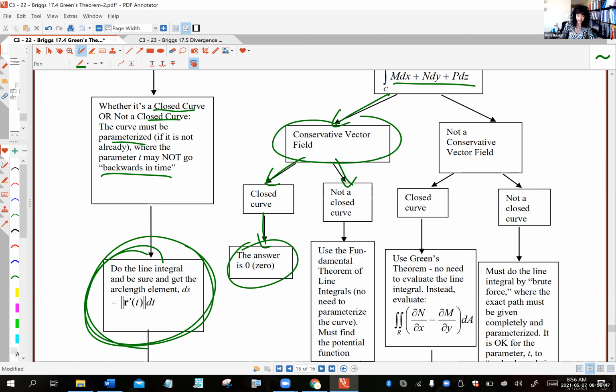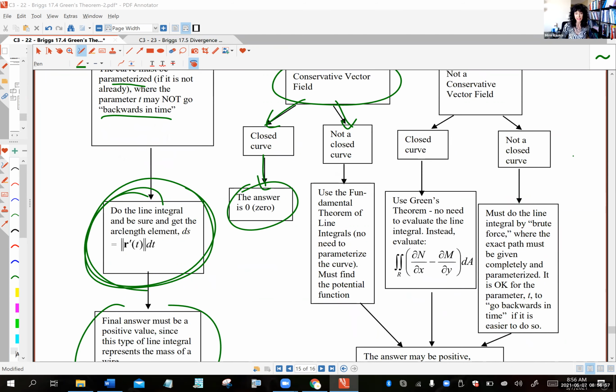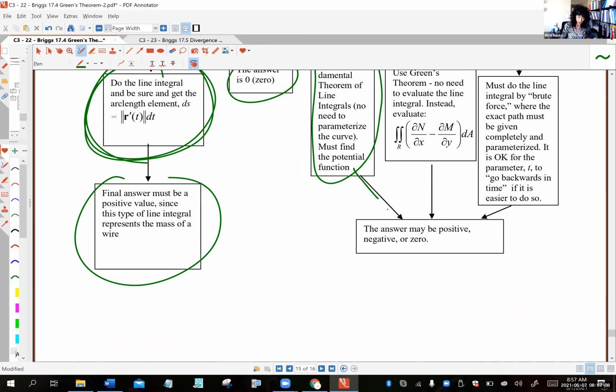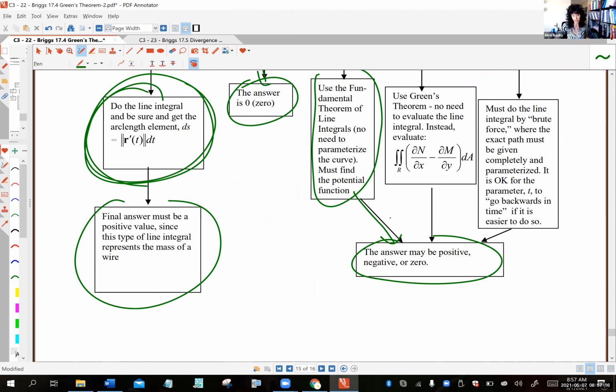If it's not a closed curve, well, okay, then you have a little bit of work to do, but you can make it easier for yourself if you use the fundamental theorem of line integrals. I mean, if you do it by brute force, you're going to have to parameterize and do it the hard way. So you don't have to parameterize the curve, but you do have to find the potential function. And once you get your answer, it may be positive, negative, or 0, because it's representing work done on the object as it moves around the vector field. So work can be positive, negative, or 0.